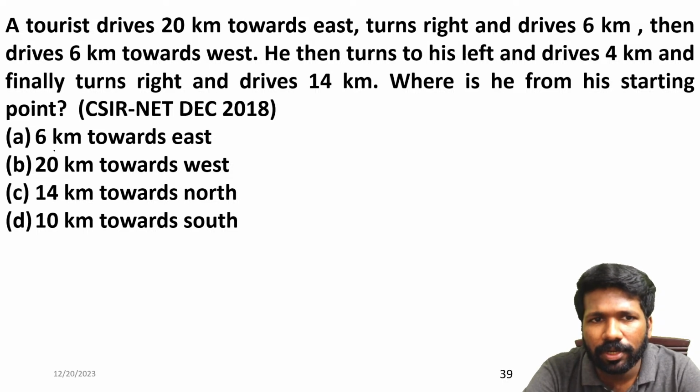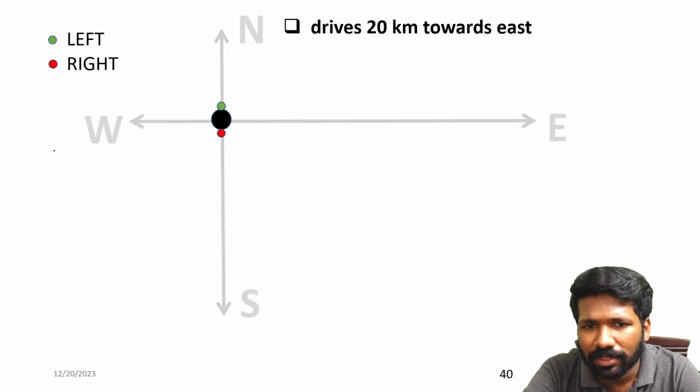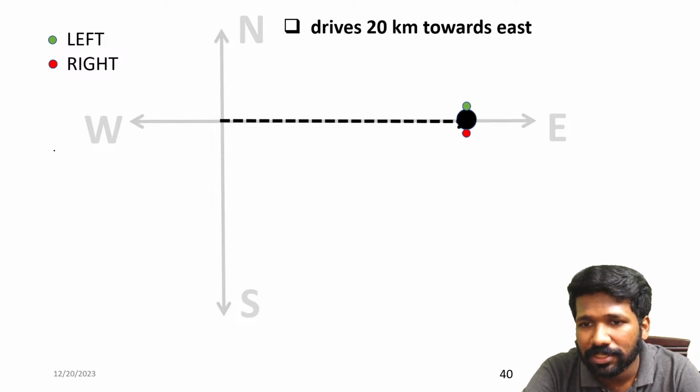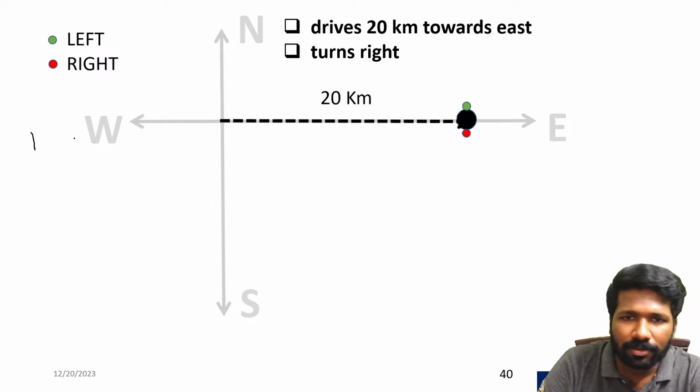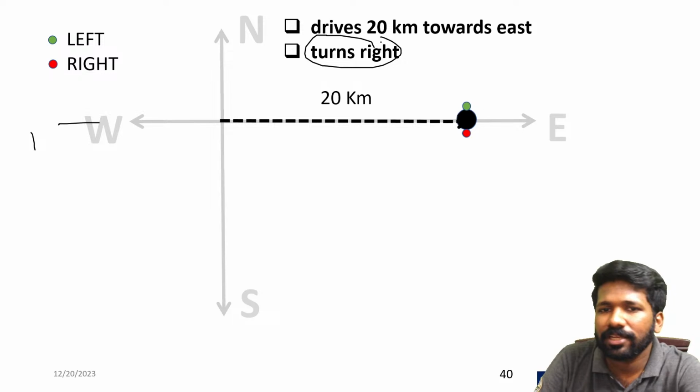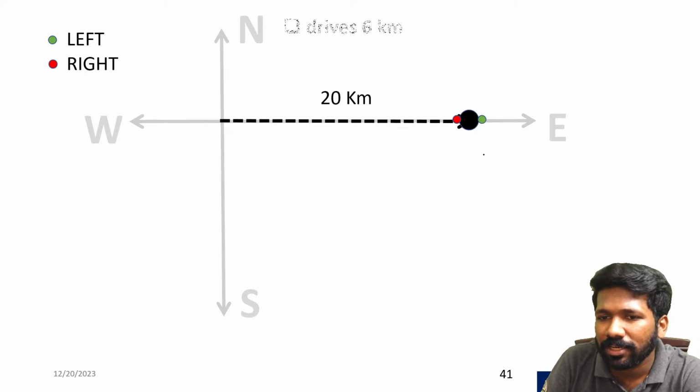A tourist drives 20 km towards east. Look at this illustration. 20 km like this towards east. This is the east direction. Now the question is saying turns right. You can read the question yourself later. Turns right. From here, right means this direction.